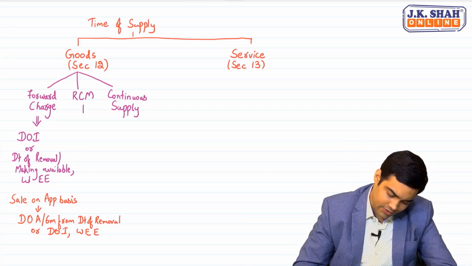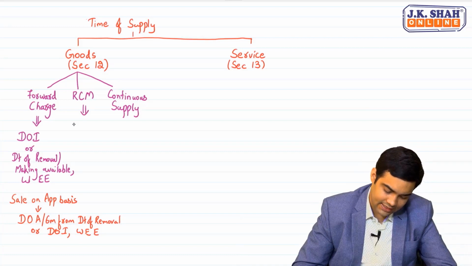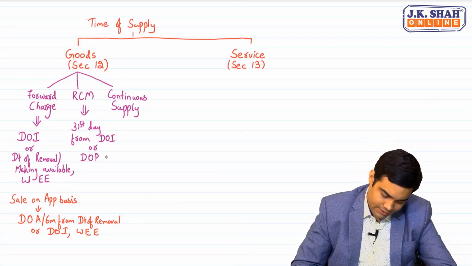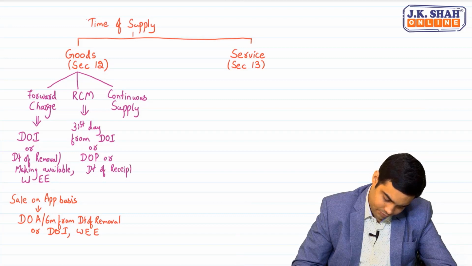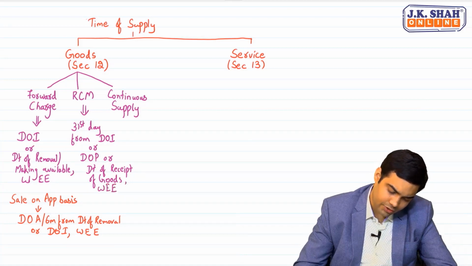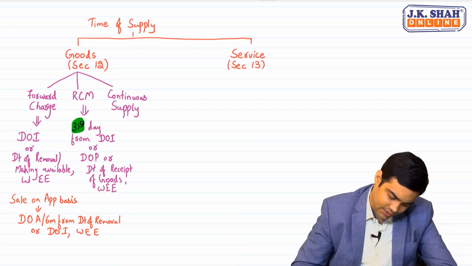When we talk about reverse charge, for goods industry, the law says 31st day from date of invoice. Careful. 31st day from date of invoice or date of payment or date of receipt of goods, whichever is earlier. Sir, why is date of invoice not used and why is 31st day used?